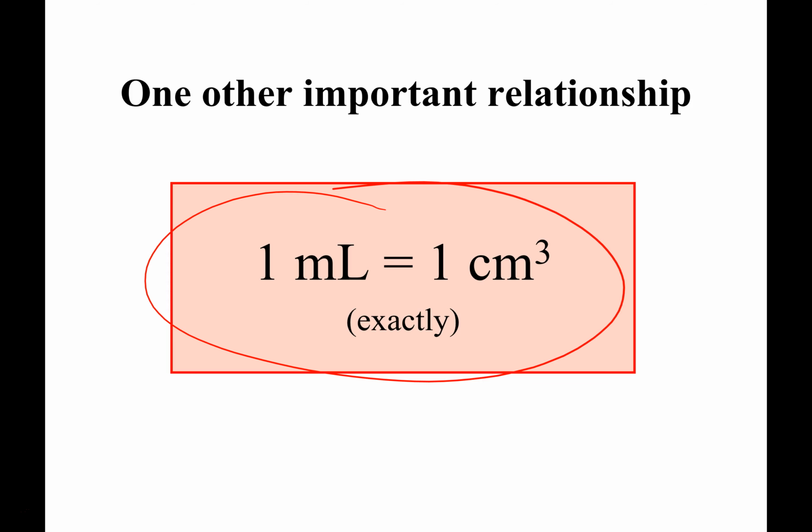Sometimes you'll see cc's. I don't know if they do as much as they used to, but in medical stuff, give them 1 cc or 0.5 cc's. That's cubic centimeter. What if they just say milliliters? I think they're going more to milliliters, but they could. They're exactly 1 to 1.